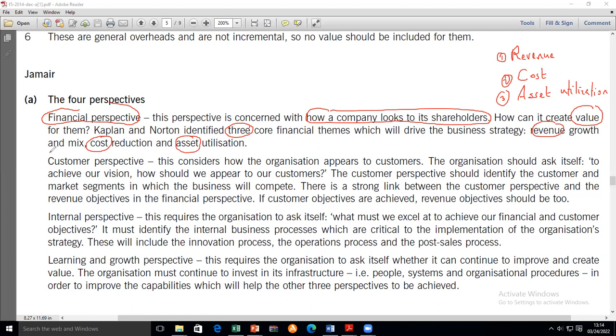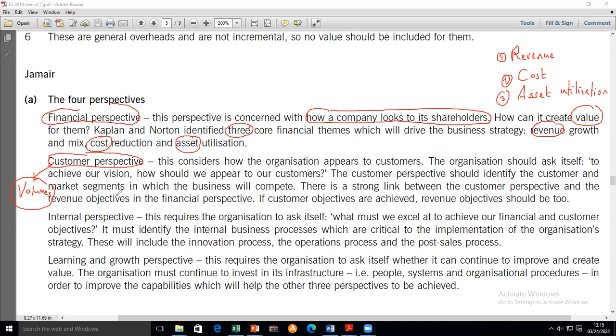The answer is the direct one that impacts on a financial perspective is a customer perspective. If your customers are happy, you're going to have revenues. And if you have volumes, what's the impact of volumes on costs? Unit costs drop with volumes. So one item that directly affects financial performance is customer perspective.